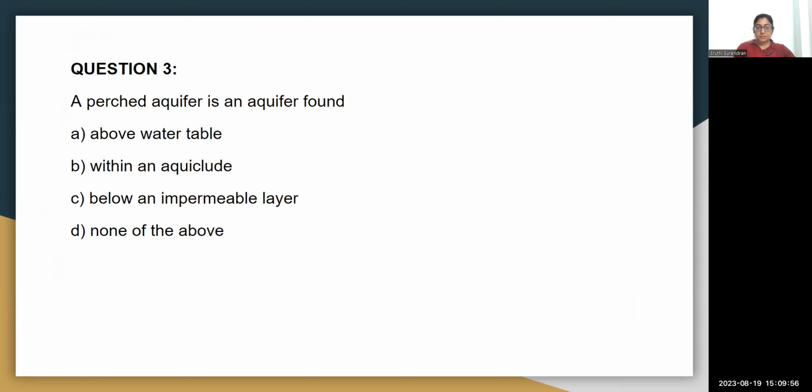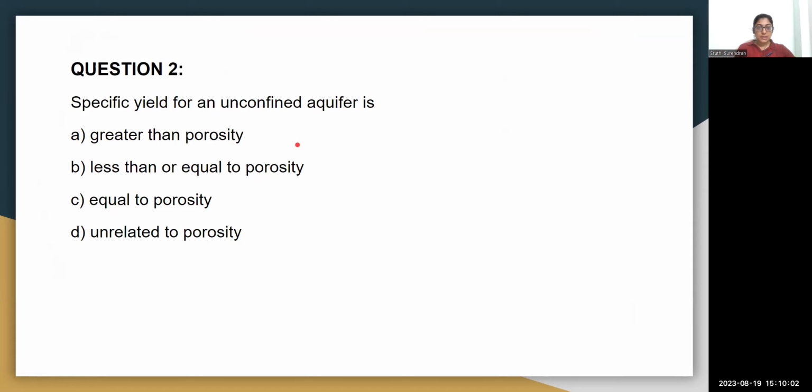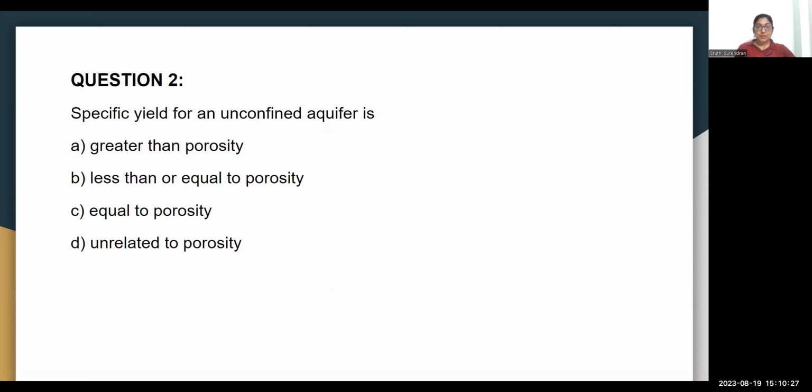Specific yield for an unconfined aquifer, is it greater than porosity, less than or equal to porosity, equal to porosity, or unrelated to porosity? I had just shown a relation which is associating specific yield with porosity, and right, your answer is correct. So let's see the explanation for this.